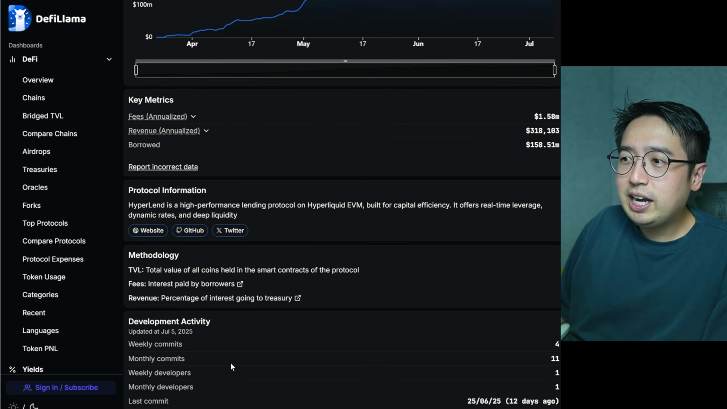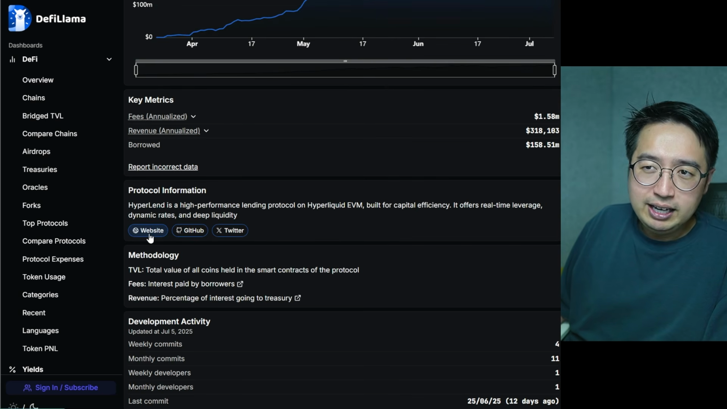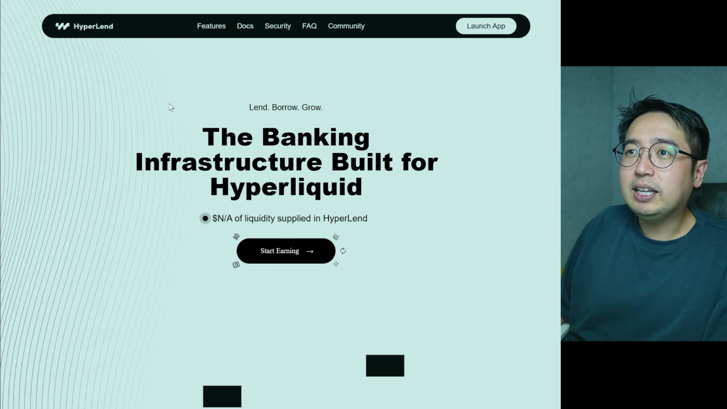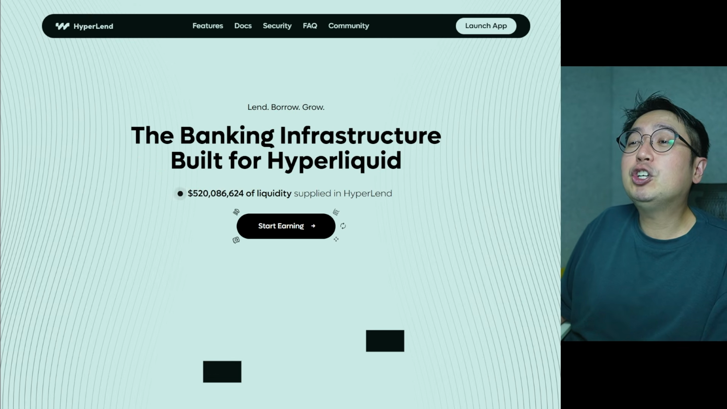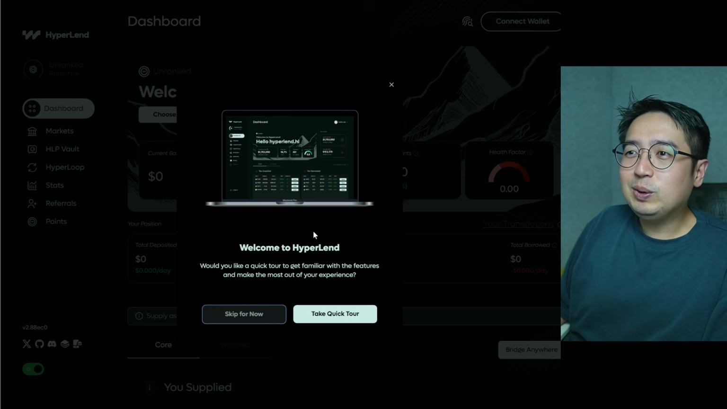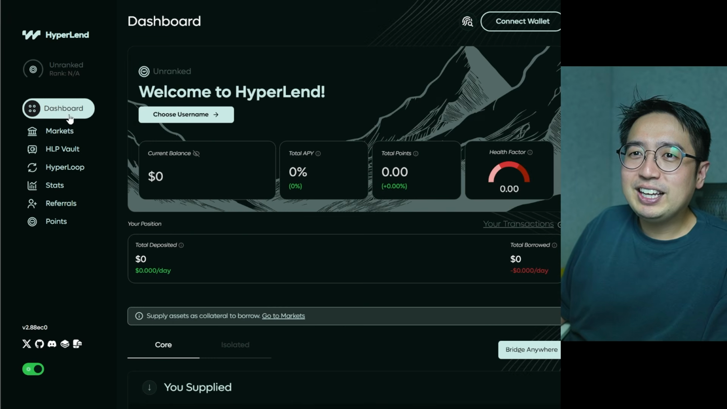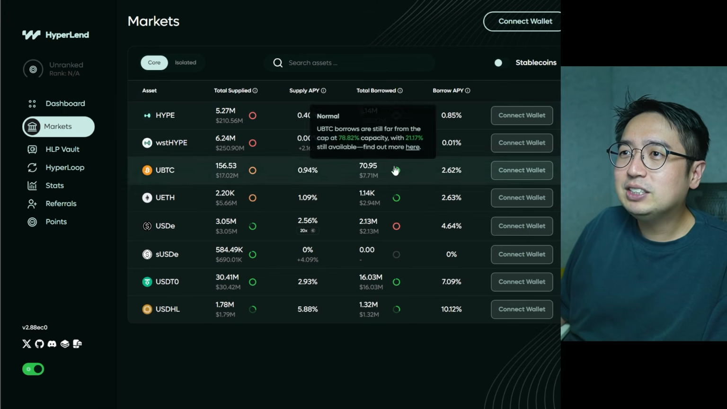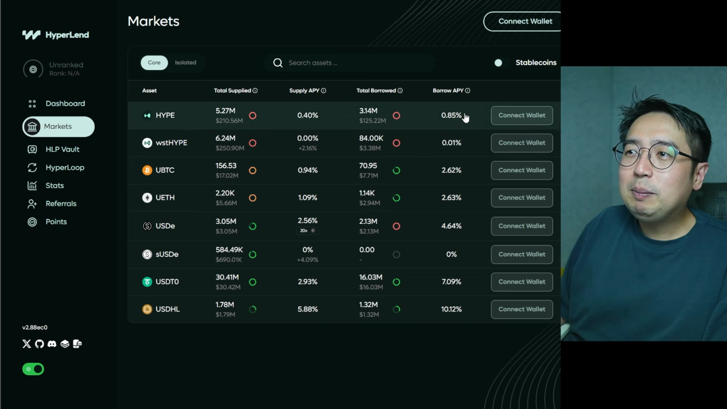We're gonna scroll down. We're gonna look for the website link right here. That opens up hyperlend.finance, the banking infrastructure built for Hyperliquid, start earning, and it opens up the app here. We're gonna skip for now. We don't need a tour, and we'll figure things out. So we're gonna look at the markets. We want to see what people are earning.